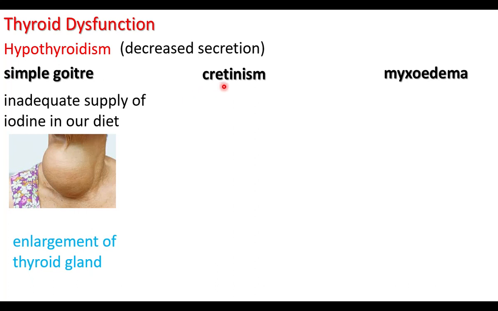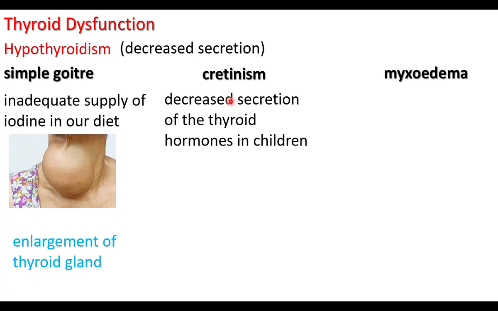Cretinism: the gland is not working normally in children. Decreased secretion of thyroid hormone in children affects their growth and their brain development. They show stunted growth because bone development is related to increase in height. Bone development is affected, so they appear very short.